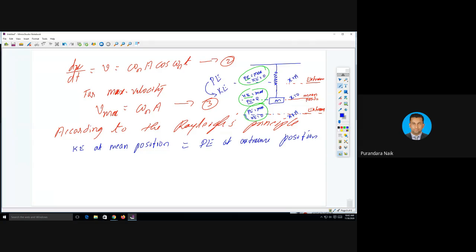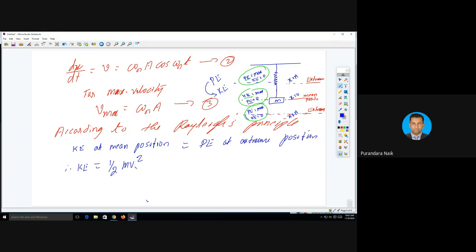Okay. Now, what is the kinetic energy equation? Kinetic energy is equal to half into m v square. So that is the equation, it is given already.